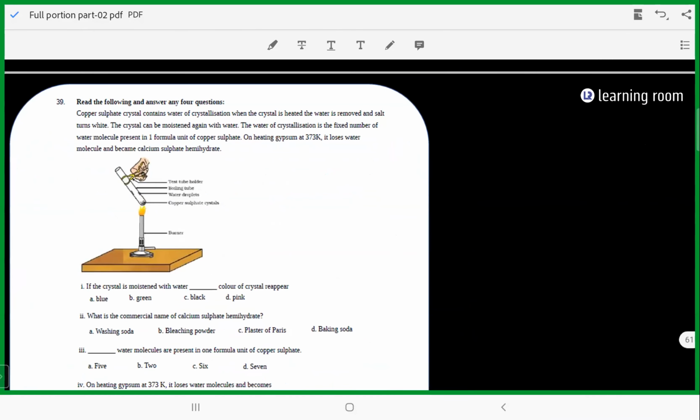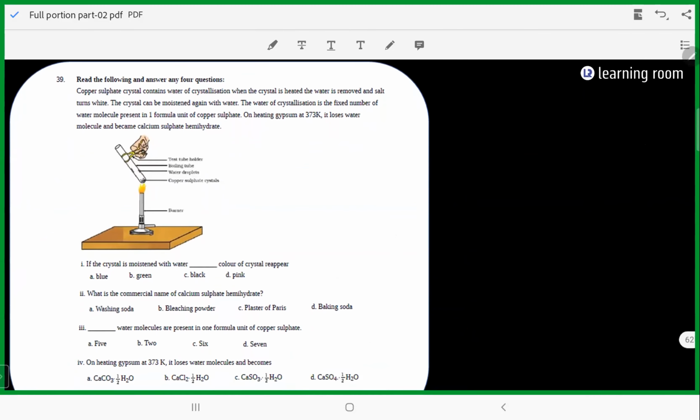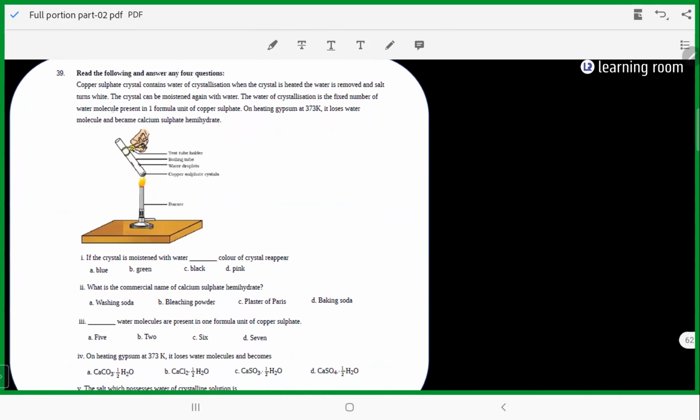The copper sulfate crystal contains water of crystallization. When the crystal is heated, the water is removed and the salt turns white. The crystal can be moistened with water. The water of crystallization is fixed. Water molecules present in 1 formula unit of copper sulfate. On heating gypsum at 373 K, it loses water molecules and becomes calcium sulfate hemihydrate.